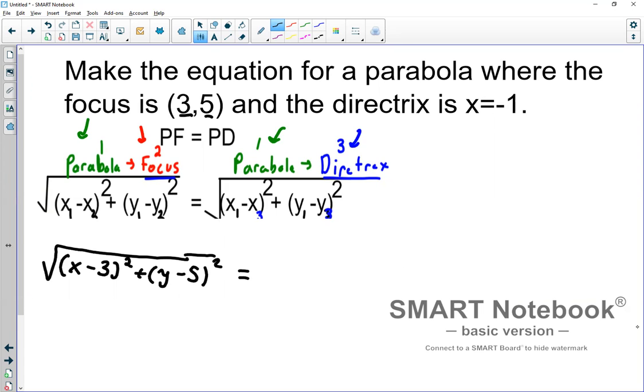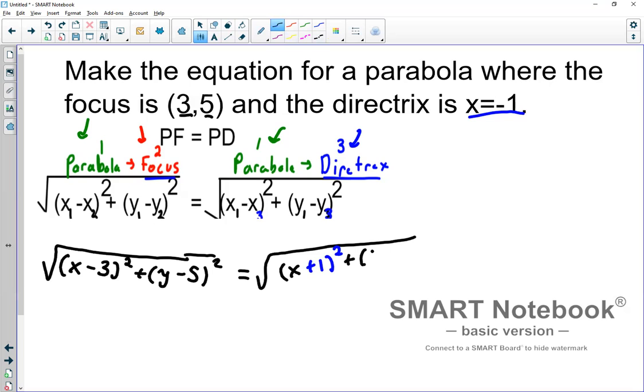Now that equals the right side, which is the square root, again, also a distance formula, of x1, which we still don't know, the vertex. Now the x of the directrix. Notice here in the directrix, there's only one value. It's either x equals -1 or y equals -1 or y equals whatever. So it's only one value. So in this case, it's going to be x. This is a -1. Since the equation says minus, we're going to do minus negative, so plus 1, squared.